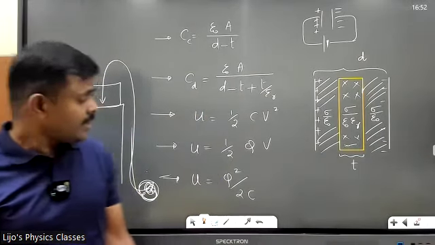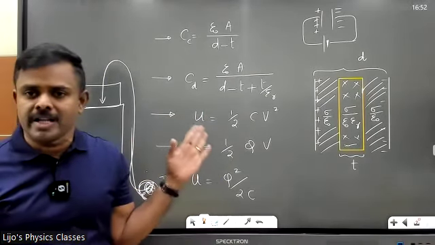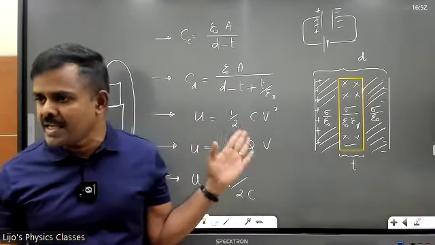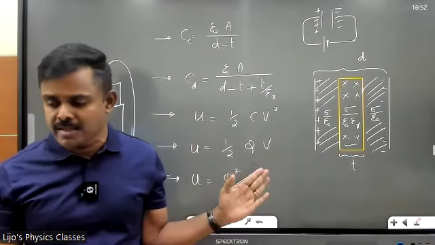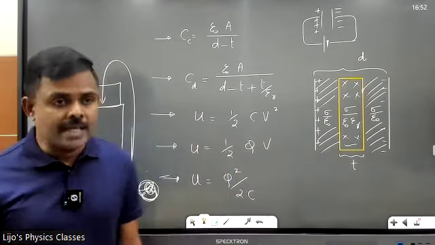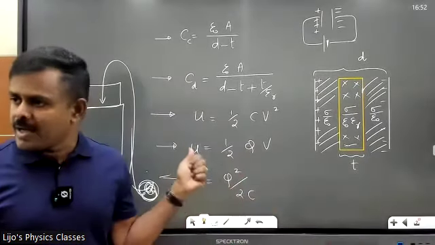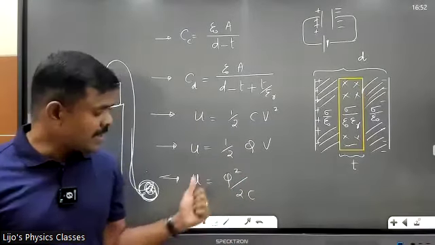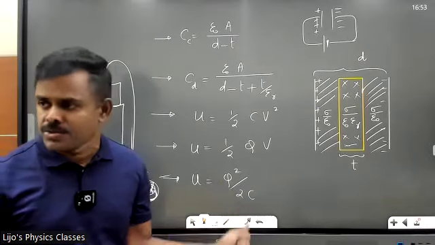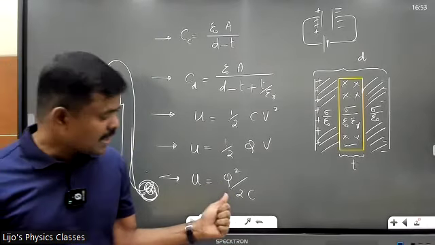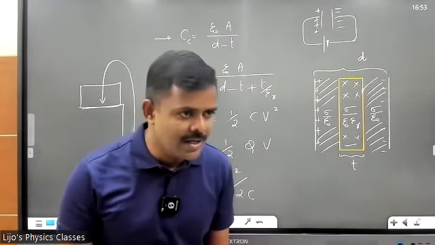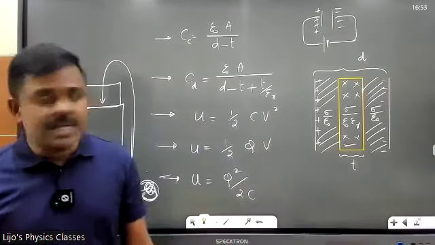Got it? Right. Then we have the energy equations. Energy is given by what? Half C V square. Energy of a capacitor is half into C into V square. C is the capacitance, V is the potential difference. Energy is also given by half QV. Energy is also given by Q square over 2C. Q is the charge and C is the capacitance. Got it? And how is charging done?